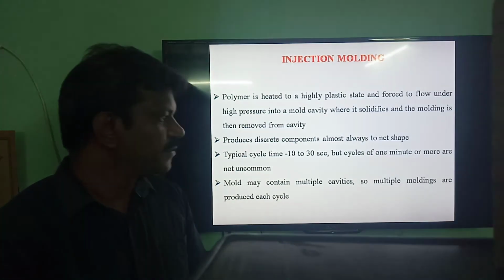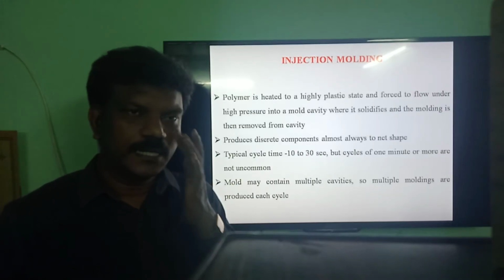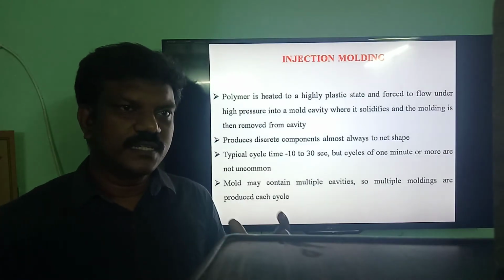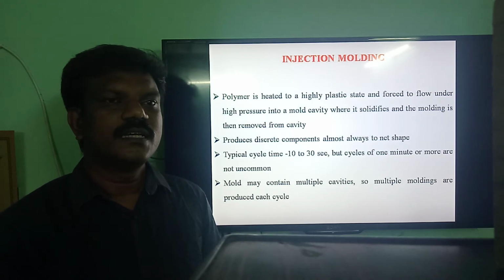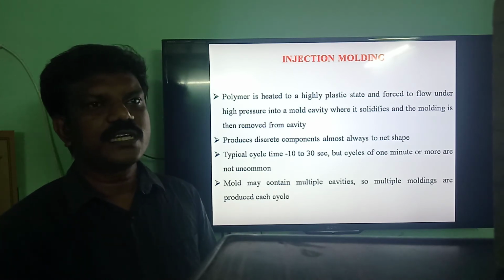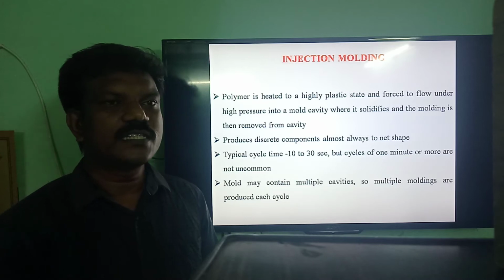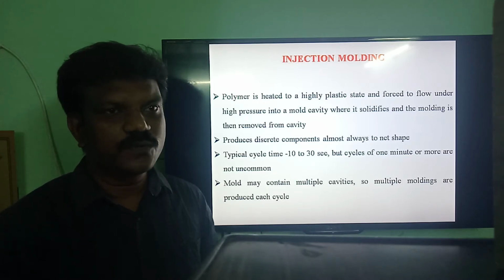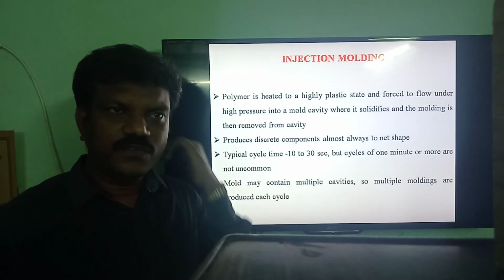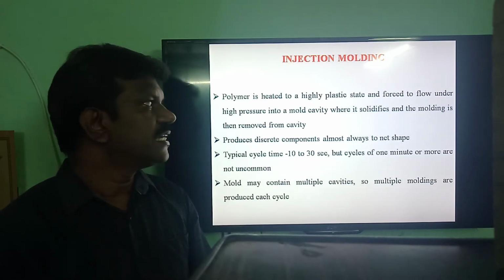A mold may contain multiple cavities. Suppose you want to produce a similar type of product, we can have a larger number of mold cavities so that we can produce products simultaneously. At a time we can produce a number of components, therefore the production rate will be increased.